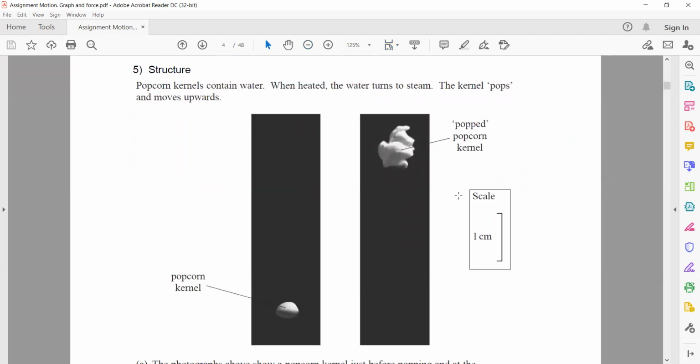A popcorn kernel contained water. When heated, the water turns into steam and the kernel pops and moves upward. So this is the initial position of the popcorn kernel, as shown here, and once it pops, that is the new final position.